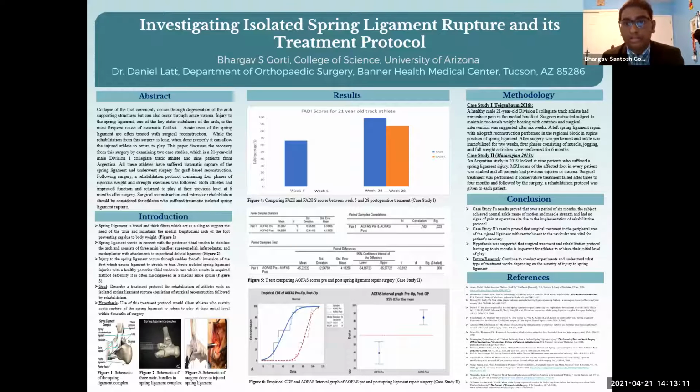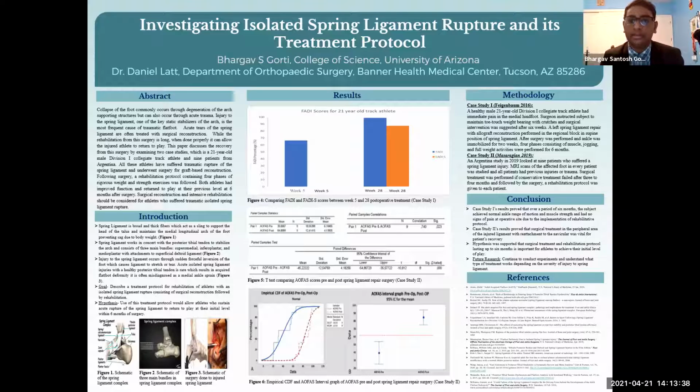A surgical intervention was performed on this specific athlete after being on crutches for about 6 weeks, and the surgery was performed under regional block in supine position on the spring ligament. Once the surgery was performed and the ankle was immobilized for 2 weeks, 4 phases consisting of muscle, jogging, and weight activities were performed for 6 months.